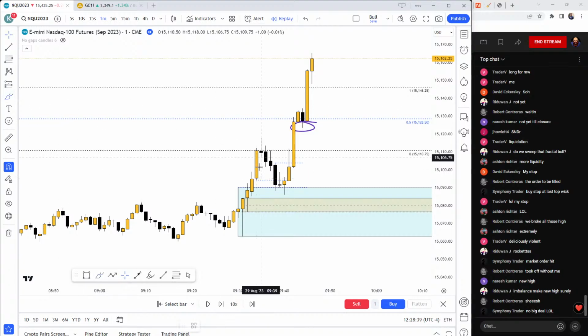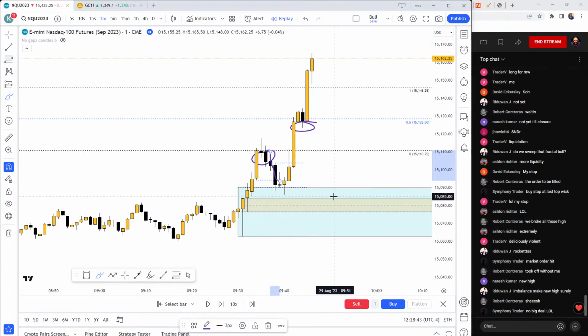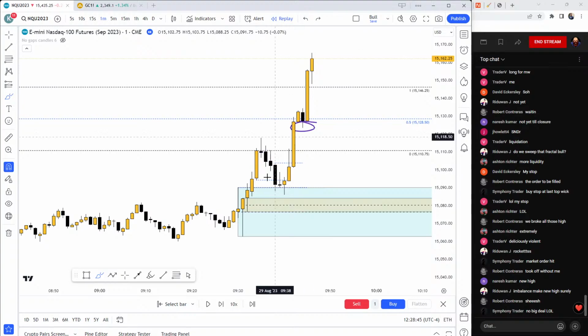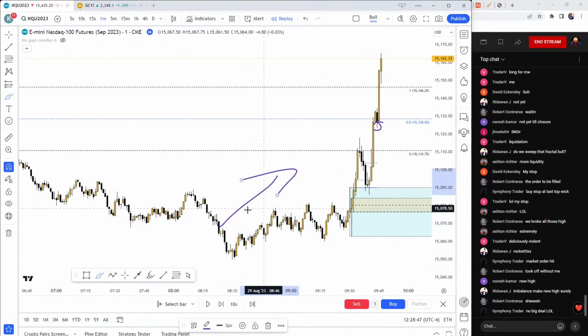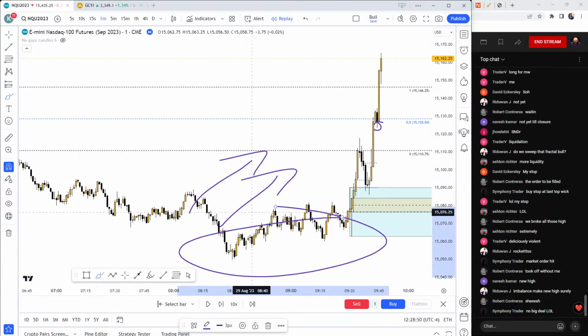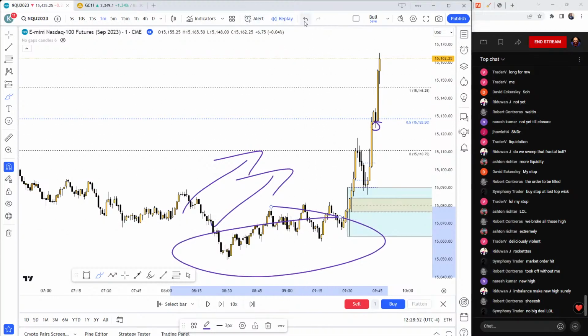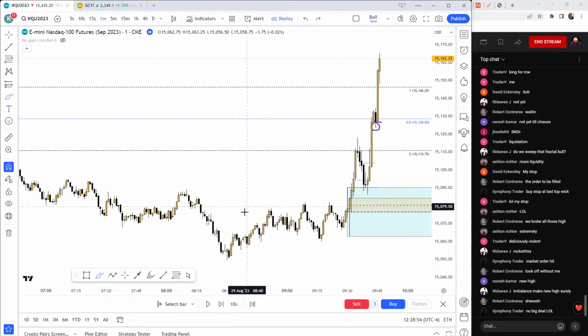Now, who's fighting for 10, 15 points here? When your higher time frame is bullish, your intermediate time frame flipped bullish in here. All you're looking for is your lower time frame to now flip bullish as well. Now you got your trifecta.